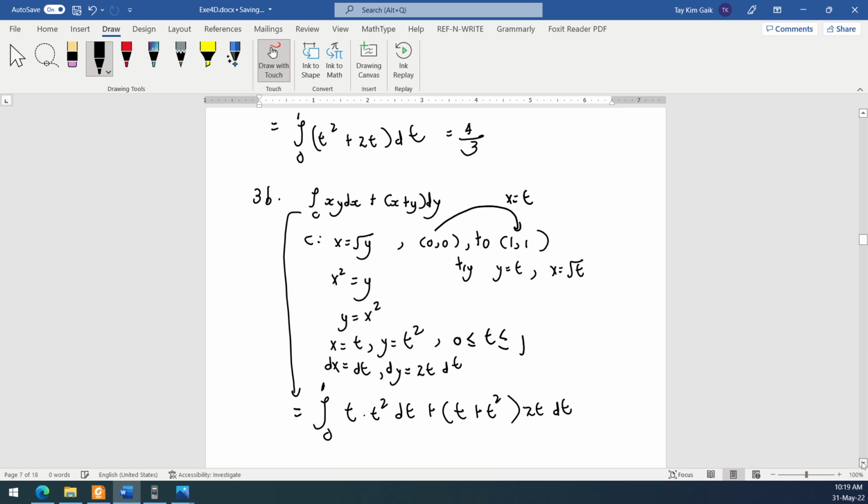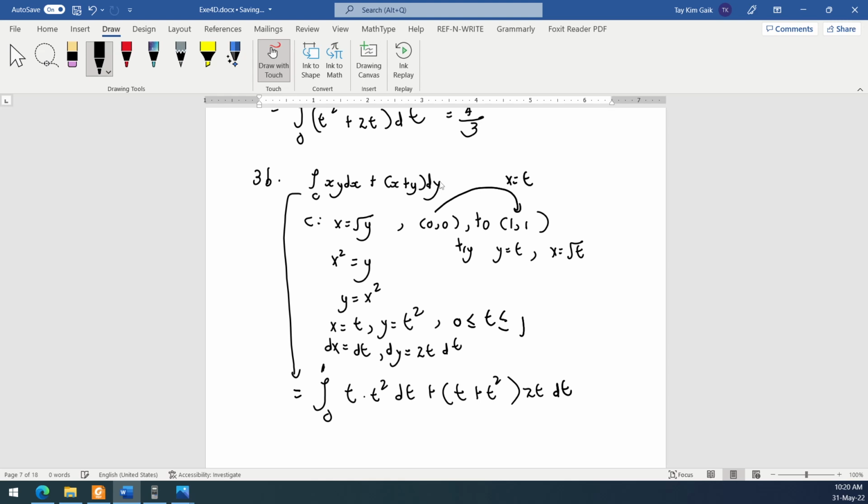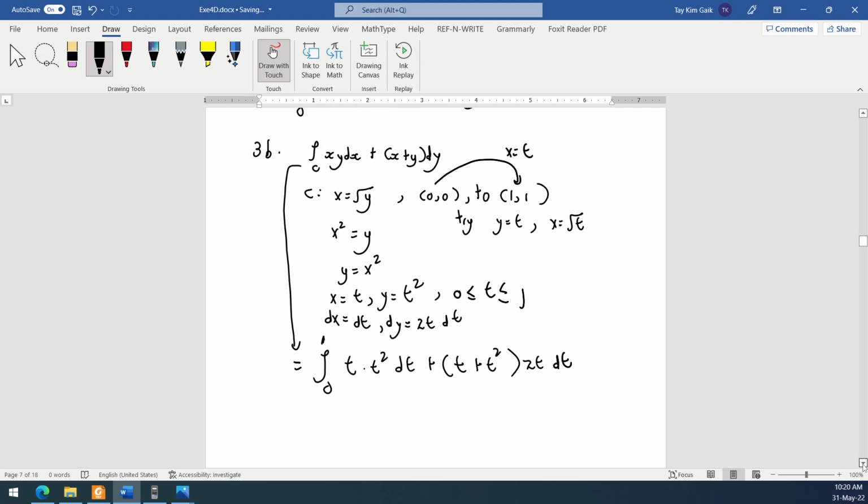The line integral is dependent on path. It means for a different path, even though the starting and ending points are the same, normally you get a different answer, except if the vector field is conservative. However, the line integral doesn't depend on the parametric equation. You may use x is t, y is t squared, or you may use y is t, x is square root of t. You should get the same answer. Okay, so let me check.